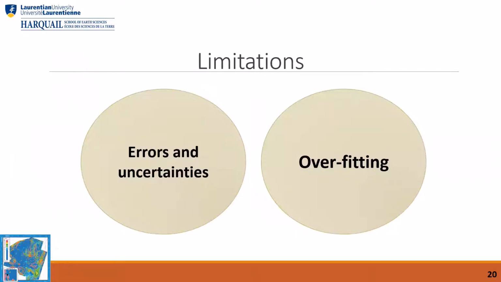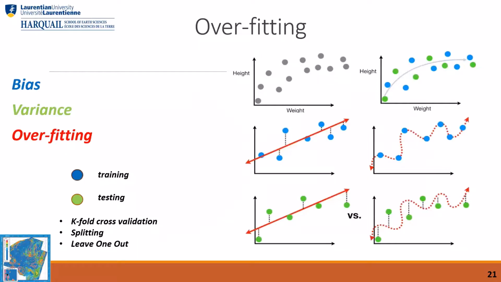So we have some limitations in using machine learning algorithms for mineral potential mapping in general. Errors and uncertainties affect our model, and overfitting is one of the common errors that we have. But I have separated it from other errors because this one is the topic of today's talk, and it is going to be an important one. This is how I'm going to define overfitting.